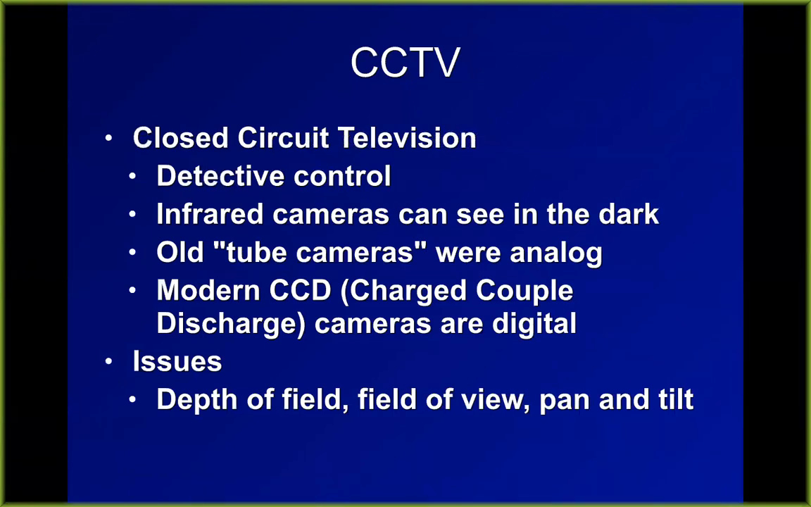You have a visual recording of what's going on in there and who's walking through. There have been many generations of these. Some of them are analog. Some could see in the dark. Of course, they have limitations. They can only see a certain amount. They may not be able to pan and tilt and focus. But in general, this is a very good way to record what happened. It doesn't prevent anything, but it lets you record what happened so you can see who's guilty later.